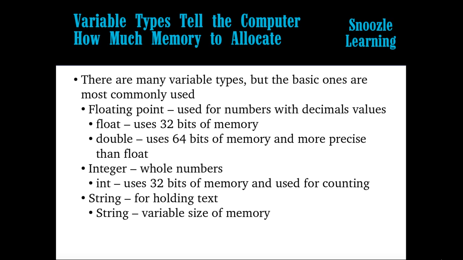So there's basically a variable type. Variable types tell the computer what type of data is in there, and how much memory to allocate. There are basically three fundamental types that we use.